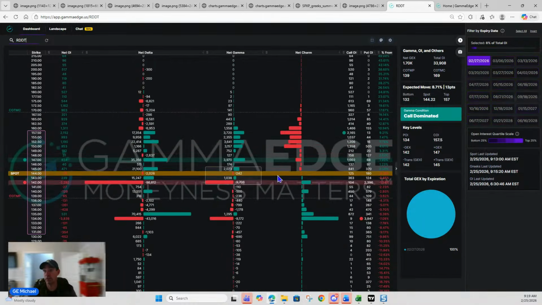Reddit, I haven't looked at Reddit for a long time. Okay, you're within transition. You're call dominated. You're above 142. I'd anticipate that to be supportive, even though there are puts below you. Out of the money put speculation there. 147 to the upside. 145 your first hurdle. So those are the areas I'd be watching.